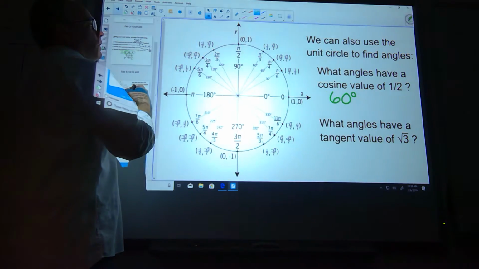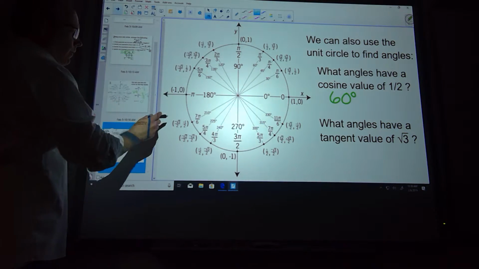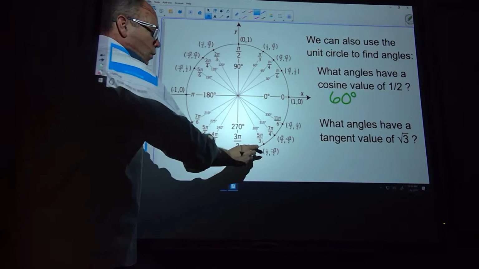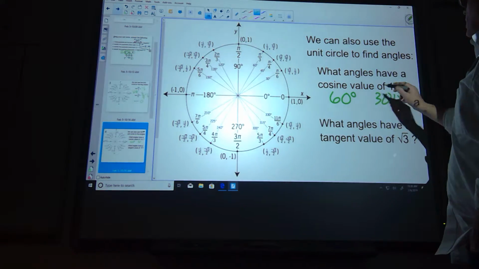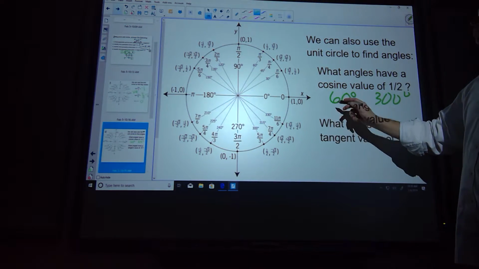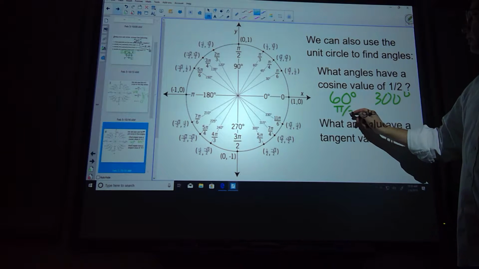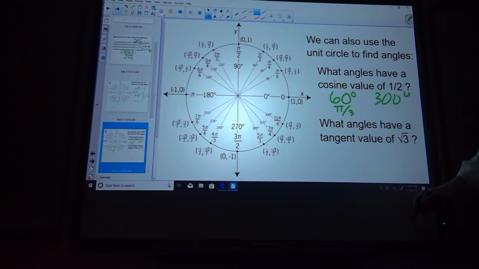Where else? That's negative 1/2. Oh, positive 1/2. 300. Okay. Should we put them in radian amounts? Sure. So that's pi thirds. 300 is 5 pi over 3. Same thing. Cool.